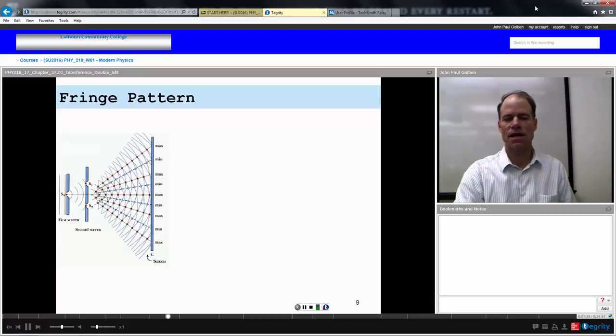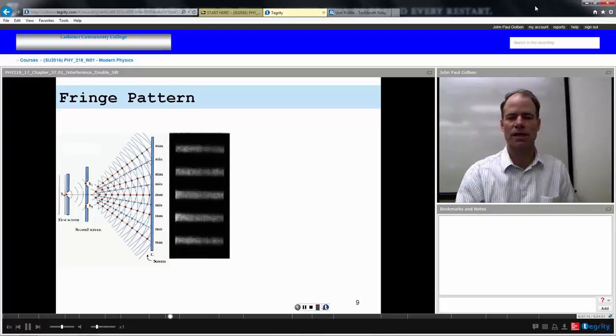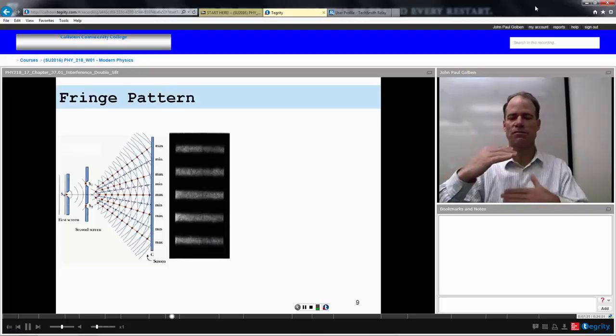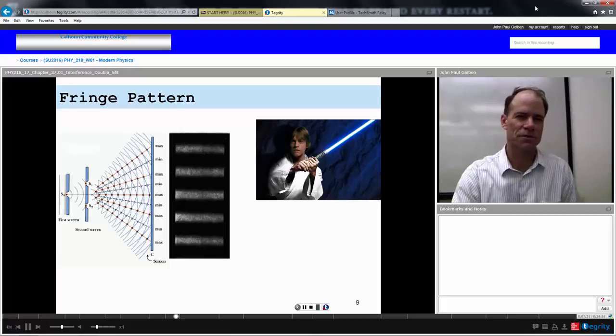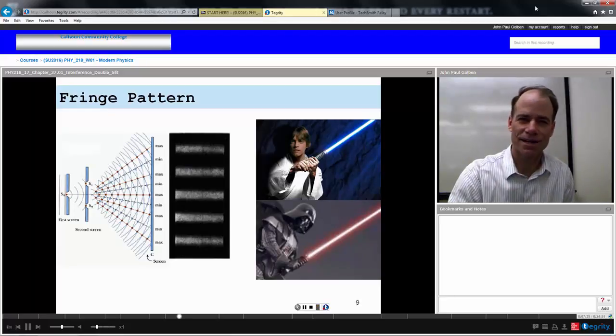So with this kind of construction with Young's double slit experiment, you'll end up with an interference pattern where you have maximums, points of maximum interference, and minimums, points of destructive interference, where the crest and the trough cancel out. Kind of like the difference between the bright side of the force and the dark side of the force. Kind of like that.